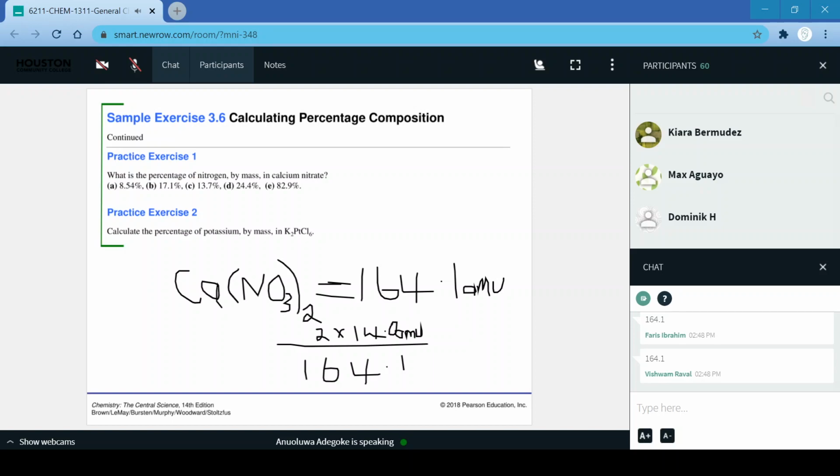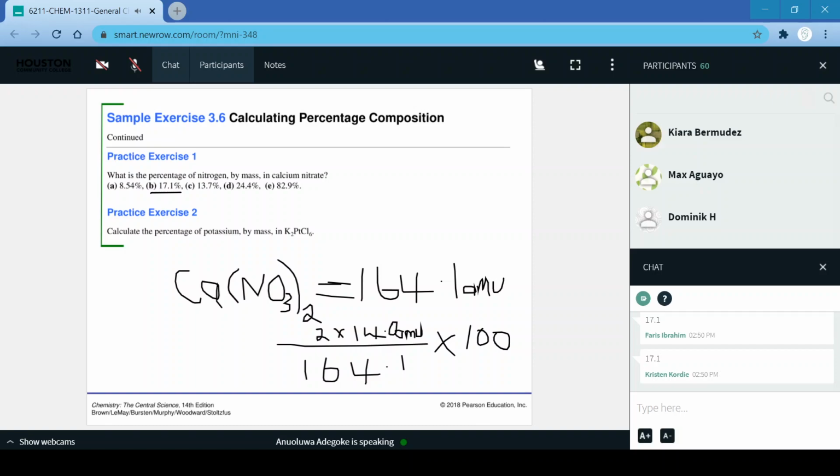Then we multiply by 100%. Okay, very good. So that is the answer we get. It's 17.1. So this is the correct option, 17.1. This is how we calculate the percentage of an element in a compound.